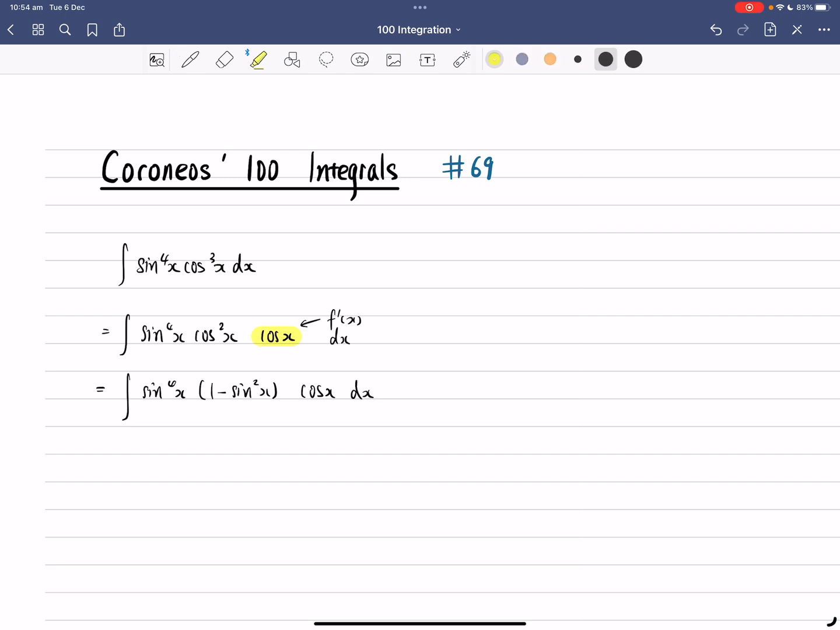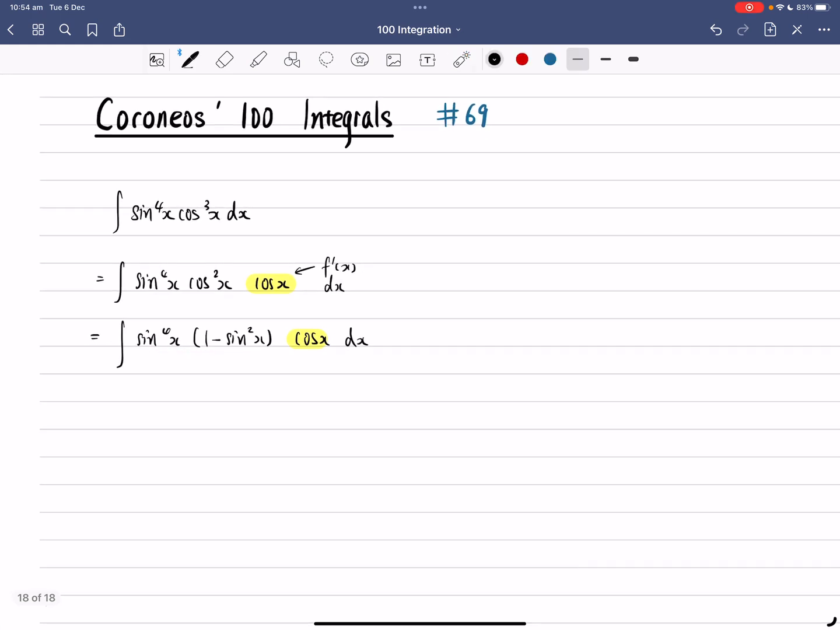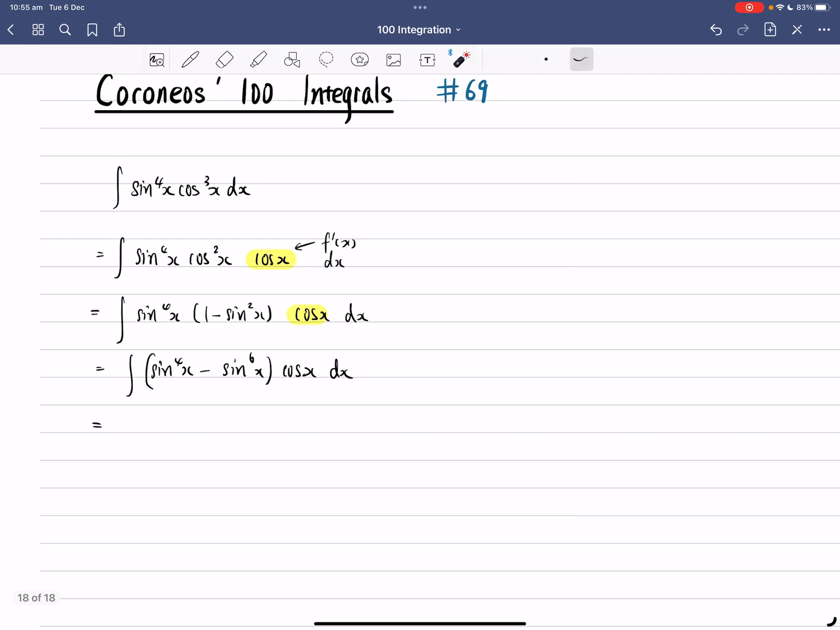Now this again, this cos x just serves the purpose of the derivative, okay? And this is just using the reverse chain rule. Now we need to expand the brackets. So we've got sine to the power 4x minus sine to the power 6x, times cosine x dx. Okay, so now as you can see, if you expand this bracket here, every time you have a cosine x that's attached to the front as the purpose of the derivative.